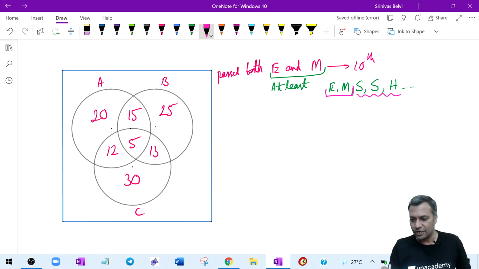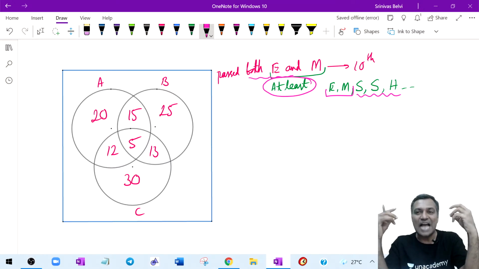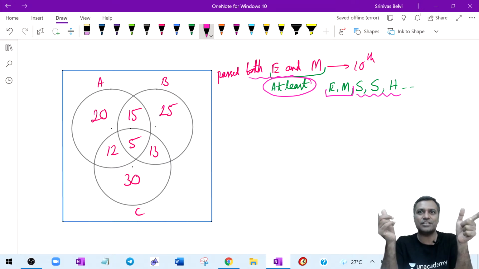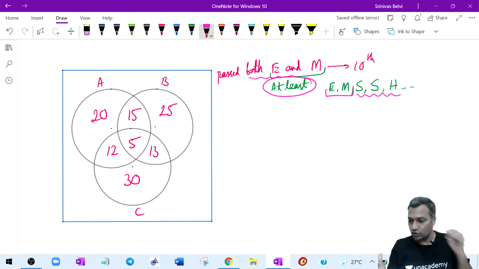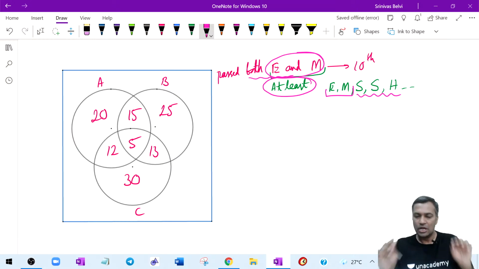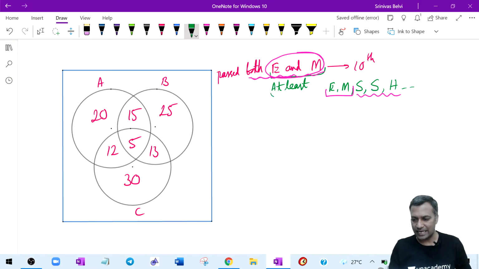When I said, you passed both English and maths, the inherent word is "at least." Have you passed at least these two subjects? That's the meaning there. If you say that you passed in English but not in maths, then you will not answer. So at least means minimum these two. More than that is also fine.